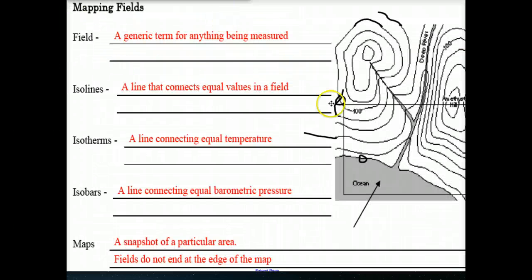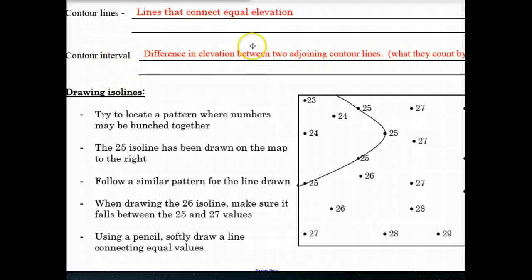So in this case, the ocean's at 0. So if this is 0, then this right here would be at 20. This next one would be at 40. The next one would be 60, and then 80, and then 100, and so on. The interval here is 20 feet, 20 meters. So that's the difference between the contour lines. It's what you count up by.